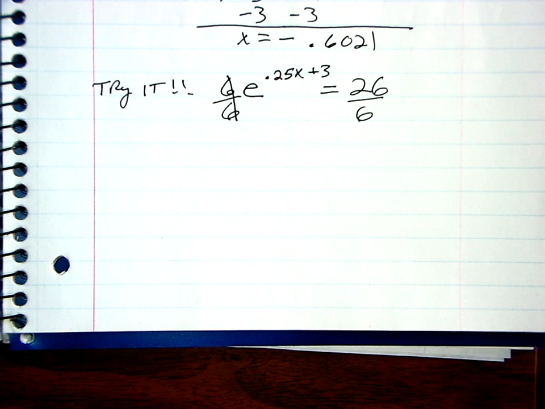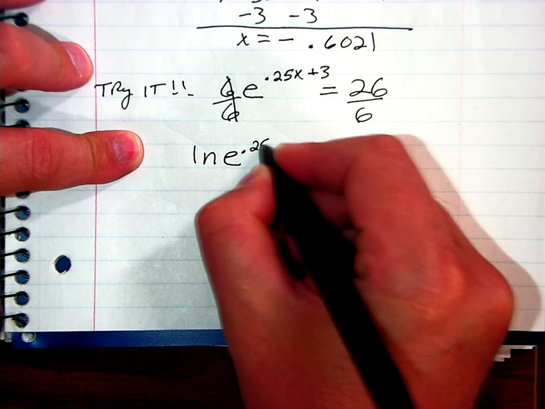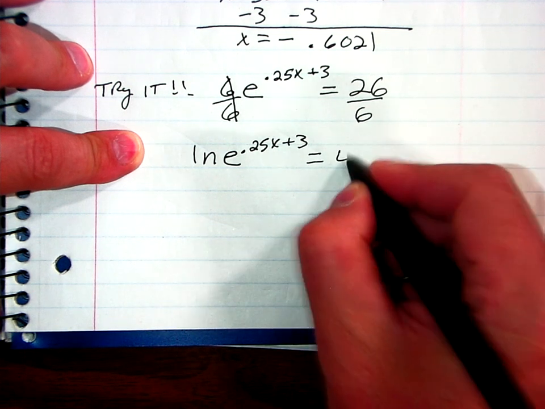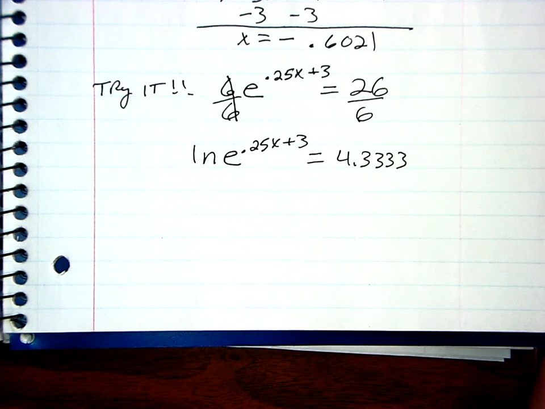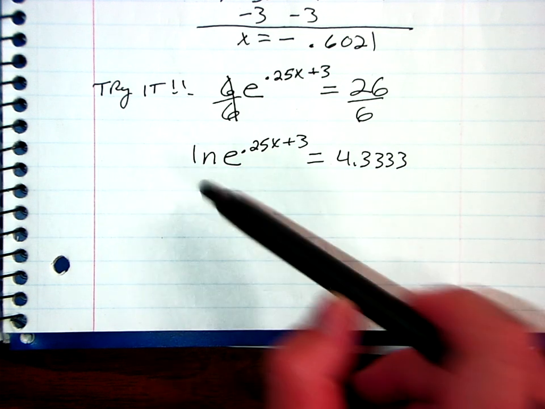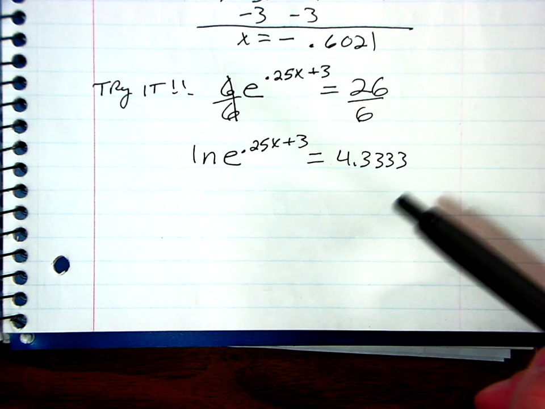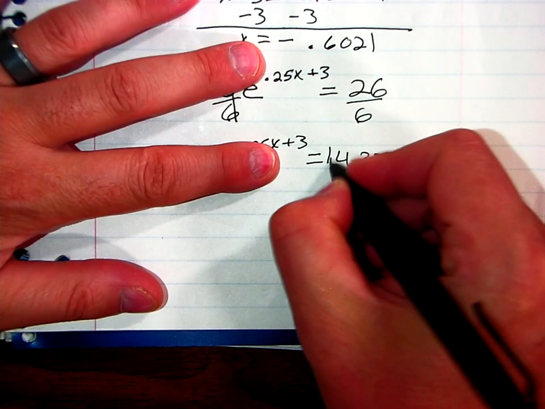We have an exponential, so what do we have to do to get rid of the exponential? What's the whole chapter been on? Yeah, you're right. So now I do ln e to the 0.25x plus 3 equals, I divided 26 by 6 and got 4.3333. That's fine. So now we have a, what? We will, but not yet. You're a step ahead of us. Actually, you're not. Let's do that. So let's do ln on both sides.